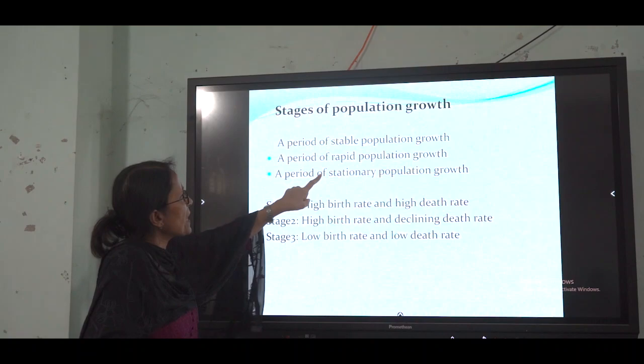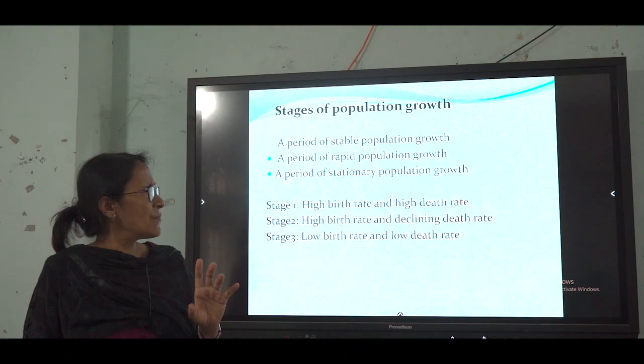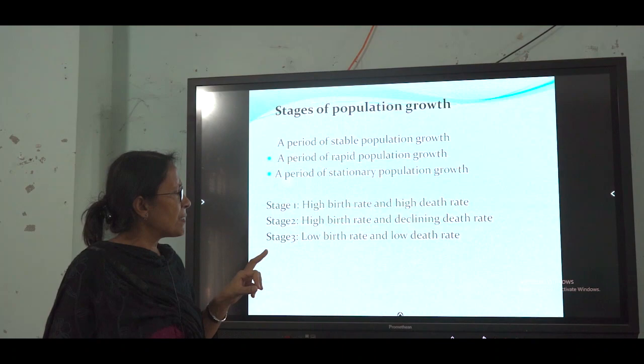In this slide you have seen a period of rapid population growth. Many different countries of the world have passed through these stages. First stage is where birth rate is high and it is equivalent to that of the death rate. In the Indian situation, it is found in the 1920s to 30s.